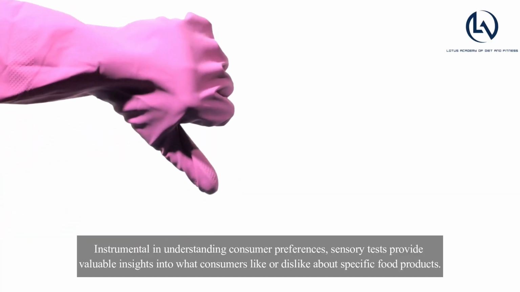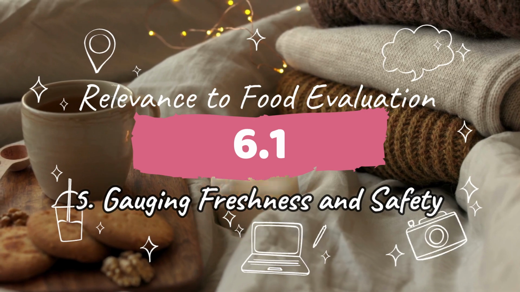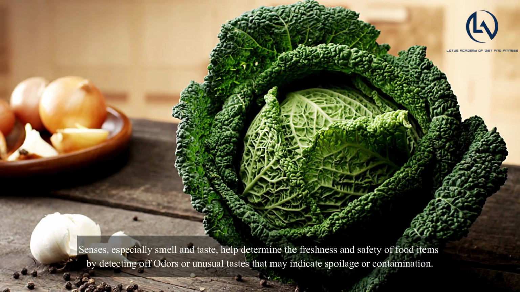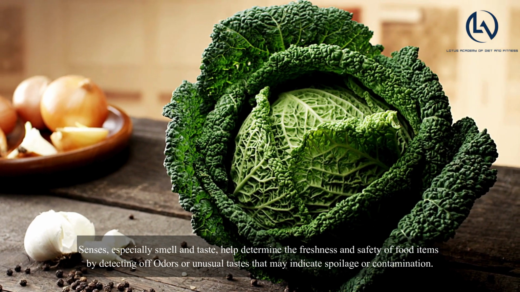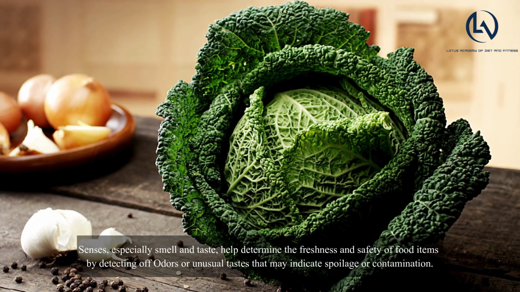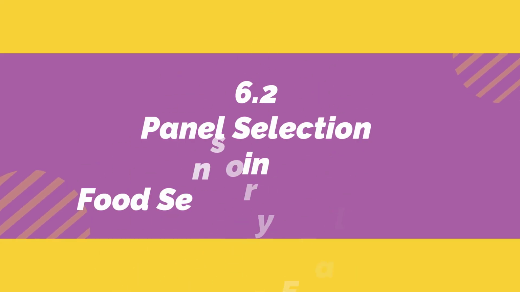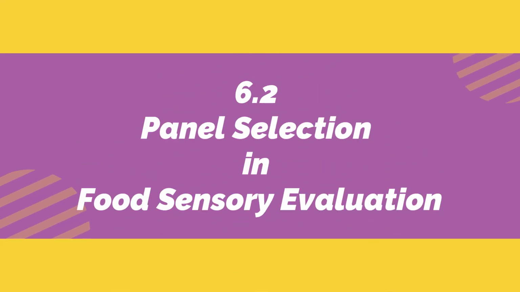Gauging freshness and safety. Senses, especially smell and taste, help determine the freshness and safety of food items by detecting off odors or unusual tastes that may indicate spoilage or contamination. Panel selection in food sensory evaluation.